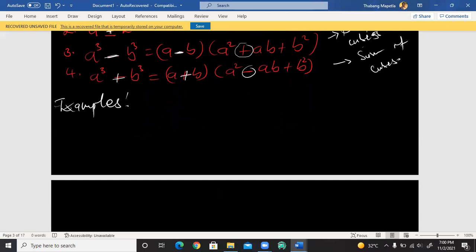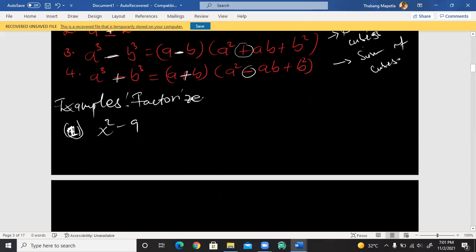Examples. Still, it's one question. It says factorize. Number 1.